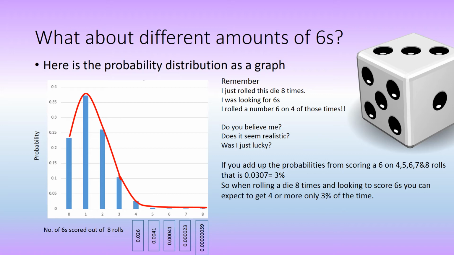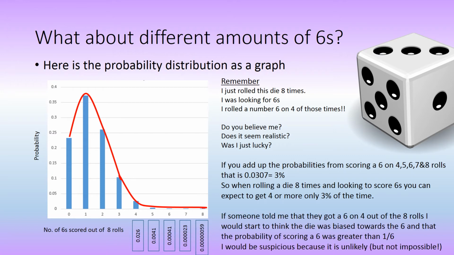What I've done down here at the bottom of the graph, I've actually written in the probabilities for getting 4 sixes, and then 5 sixes, and 6 sixes, 7 sixes, 8 sixes. And I've got here that if you add up all those probabilities together, you actually get 3%. So when rolling a die 8 times and looking to score sixes, you can expect to get 4 or more sixes only 3% of the time.